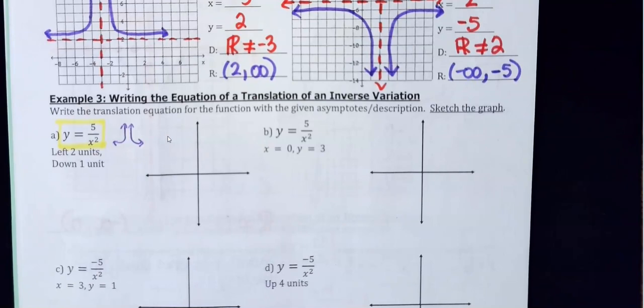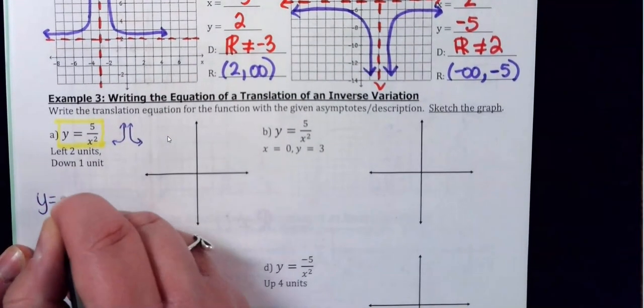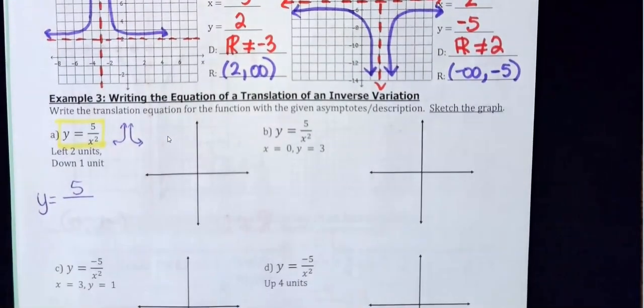If I want to write the equation, I'm going to go ahead and just kind of leave the y equals, and we'll leave the 5 on the top. That should not be altered by changing asymptotes. If I want to move the graph left 2 units and down 1 unit, how could I fill in the rest of that equation so it would match up with that description?